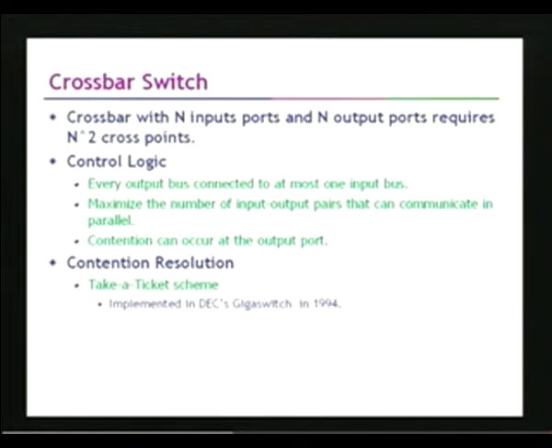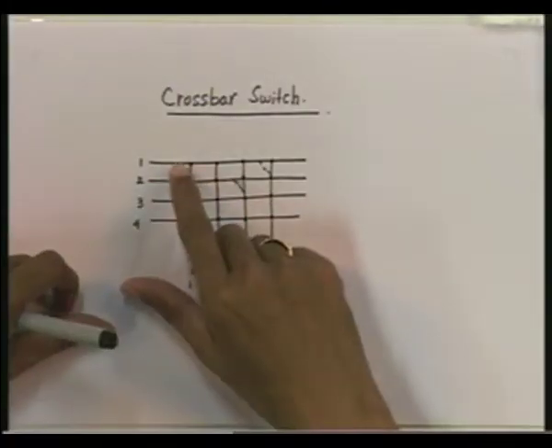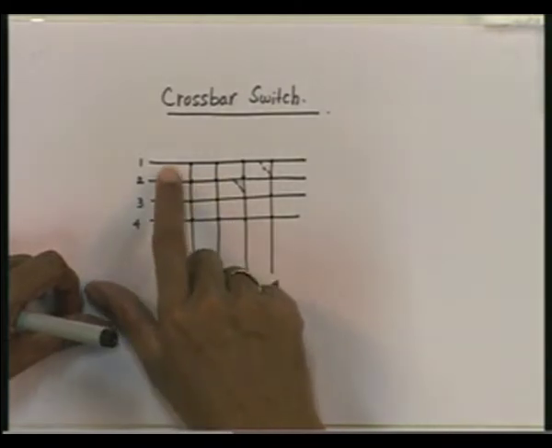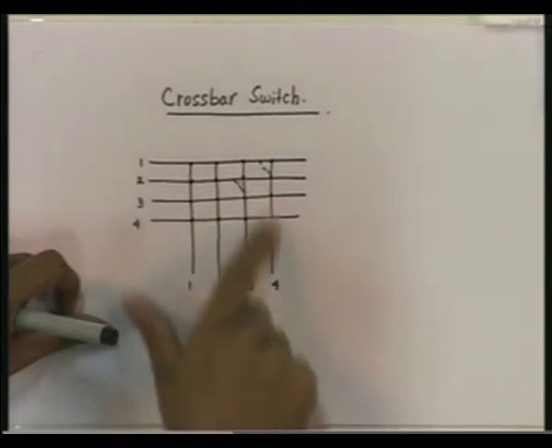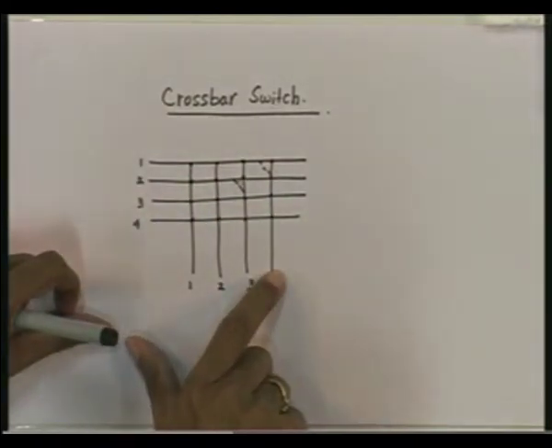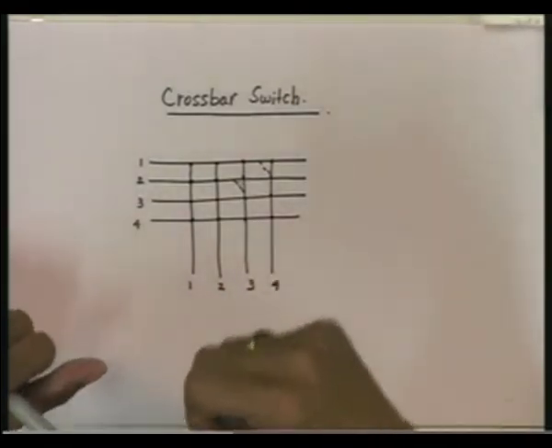Of course, we require control logic in the crossbar switch where every output bus is connected to at most one input bus, and in this we need to maximize the number of input-output pairs that can communicate in parallel. As a result, contention can occur at the output port. It may be just possible that two input ports, let us say 1 and 2, may want to send a packet to 4. If that is the situation, then only one of these input ports can be switched to output port 4. So a contention at the output port may occur.